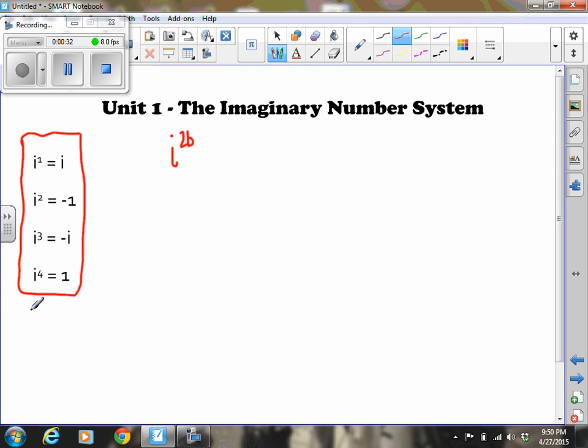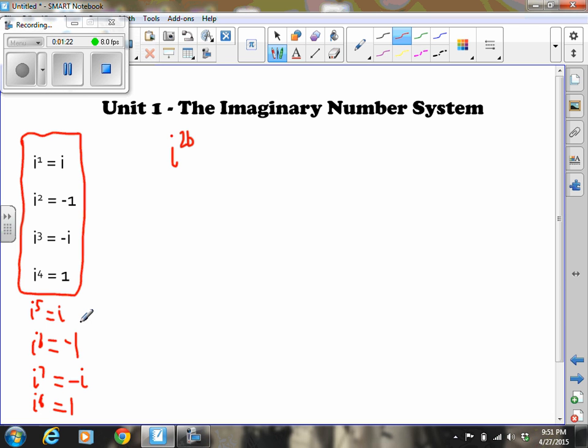So I can predict that i to the 5th, based on what we did previously, would be equal to i. i to the 6th would be equal to -1. i to the 7th would be equal to -i. i to the 8th would be equal to 1. i to the 9th would be equal to i. i to the 10th would be equal to -1. i to the 11th would be equal to -i. i to the 12th would be equal to 1.